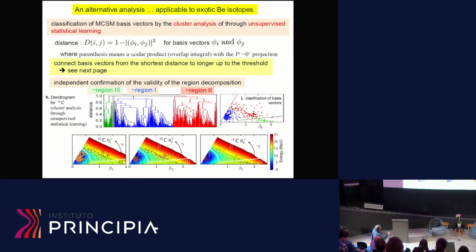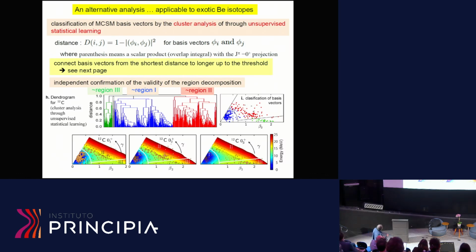In data science, there is so-called cluster analysis. This cluster had nothing to do with alpha cluster. It is through unsupervised statistical learning. And in this approach, you have to introduce a distance between two objects. And in our case, distance can be defined like this. So this is the overlap between two basis vectors. And then you can take the magnitude and 1 minus the magnitude. So if they are completely orthogonal, this remains 1. But if they are identical, this becomes 0. So 0 distance means they are very close. 1 distance means they are very much apart from each other.